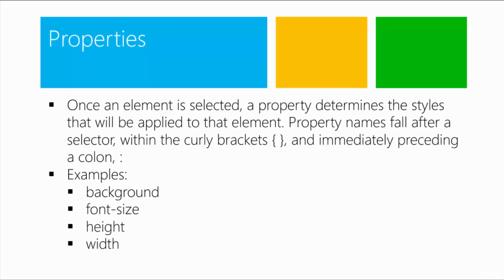Properties. Once an element is selected, a property determines the styles that will be applied to that element. So property names fall after the selector within the curly brackets and immediately precede a colon. So for example, you can use background, font size, height, width, and so forth.